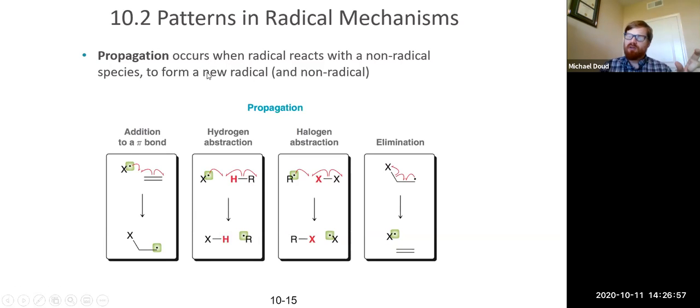Propagation, that's the middle phase. That's where you're taking a radical, it reacts with a non-radical, and it forms a new radical. So you start with a radical, you end with a radical. That's what we saw when we had the addition to a pi bond. We started with a radical, we had a different radical. A hydrogen abstraction or halogen abstraction, same deal. You start with a certain radical, you end with a different radical. And then finally, elimination is another example where we had this pi radical here, and we reformed our pi bond and the X radical here.